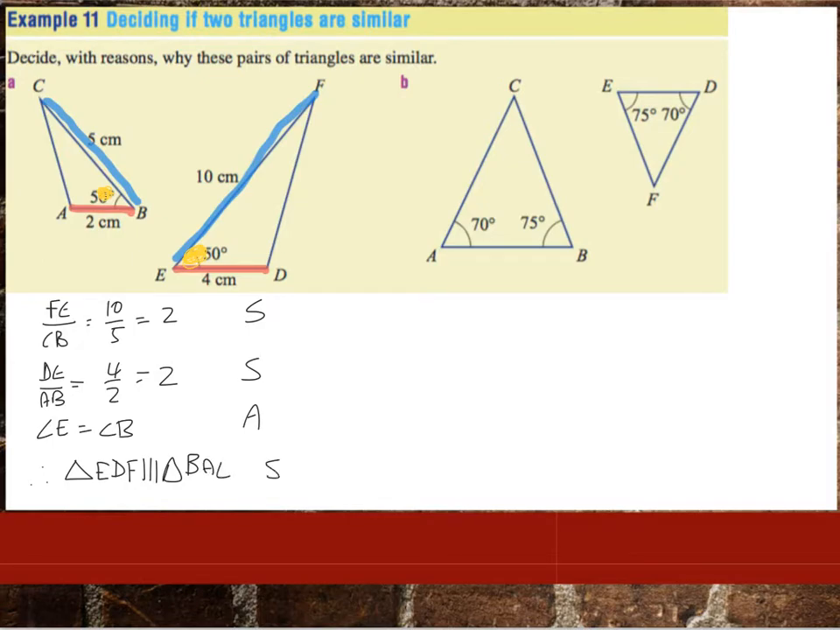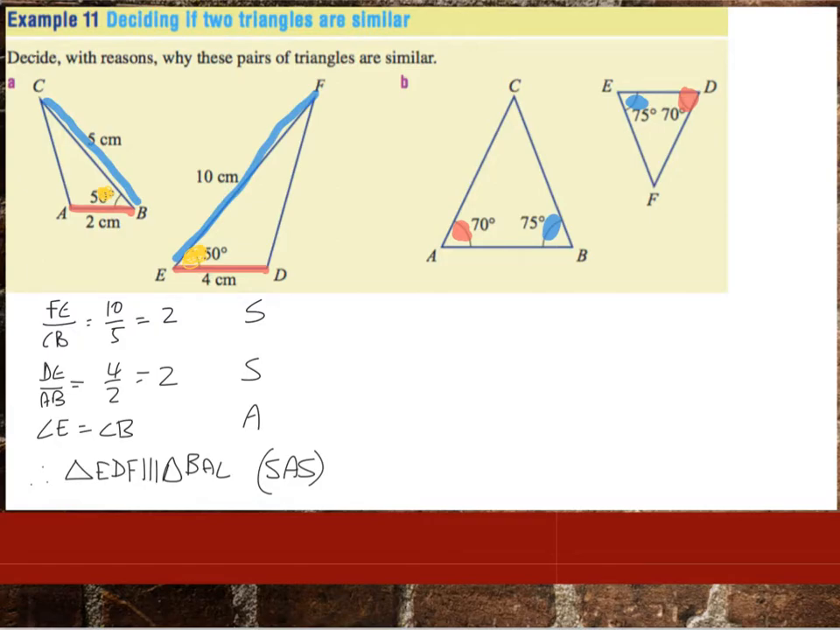What's the reason? It is sus. Okay, let's have a look at this one. First of all, what do they give me that is the same? So I'm going to mark them. I'm going to say this one is an angle which is the same as that one. Not that one. This one is the same as that one.